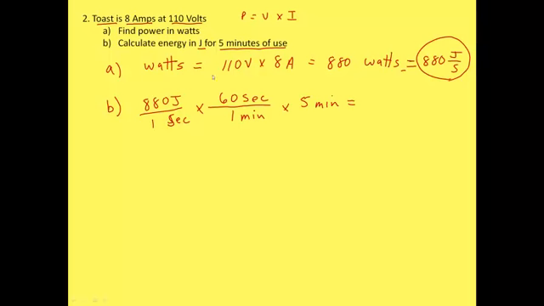That's going to give us the total number of joules, which is what we're seeking in the problem up here. And so we can cancel out the minutes, cancel out the seconds, and we end up with 880 times 60 times 5, and that's going to equal 26,400 joules of energy, which also equals 26.4 kilojoules.